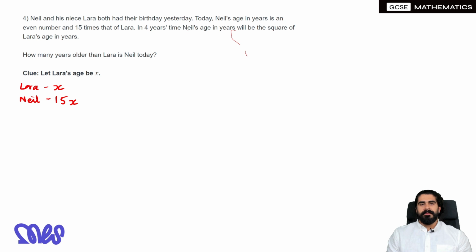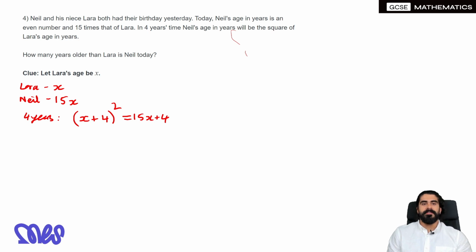In 4 years' time, Neil's age will be the square of Lara's age. So in 4 years, both ages will have gone up by 4. So Lara's age will be x plus 4, and Neil's age will be 15x plus 4. And it's saying, my age will be the square of Lara's age. So if you square Lara's age, it will give you my age.